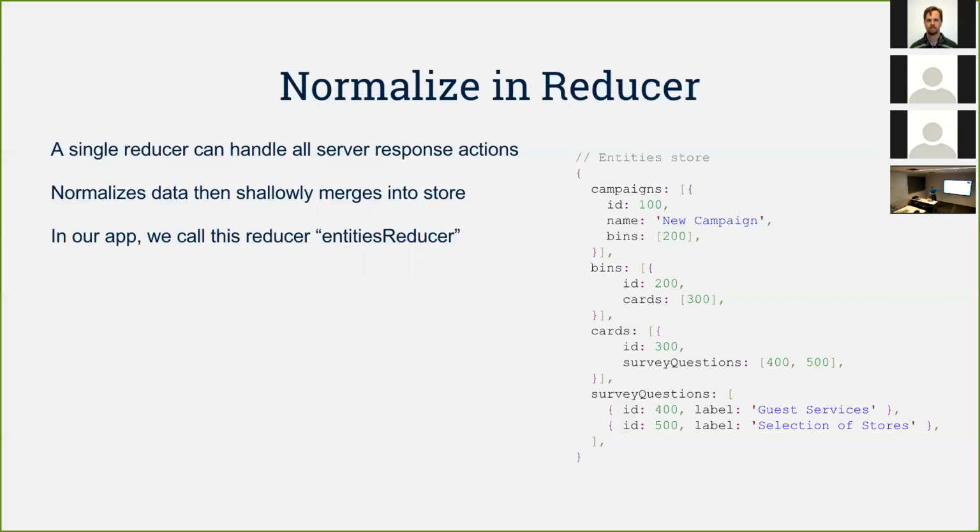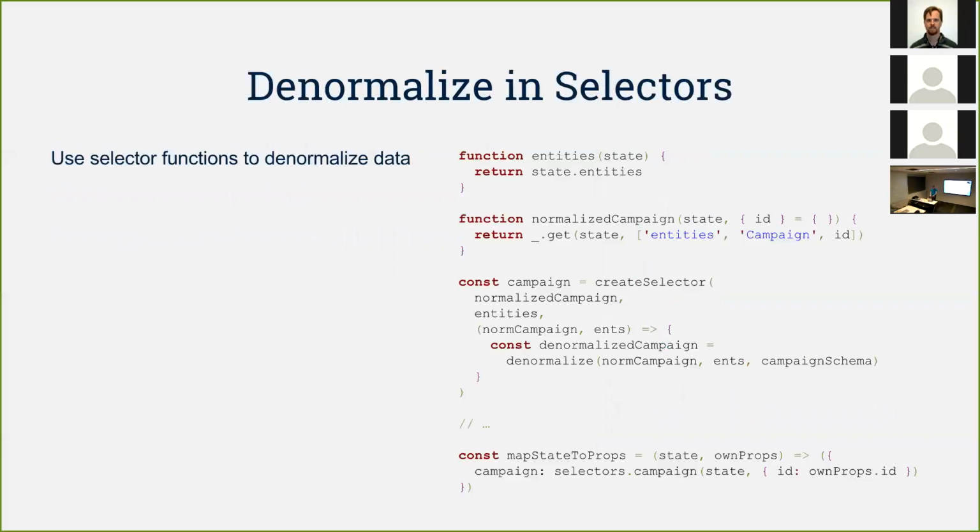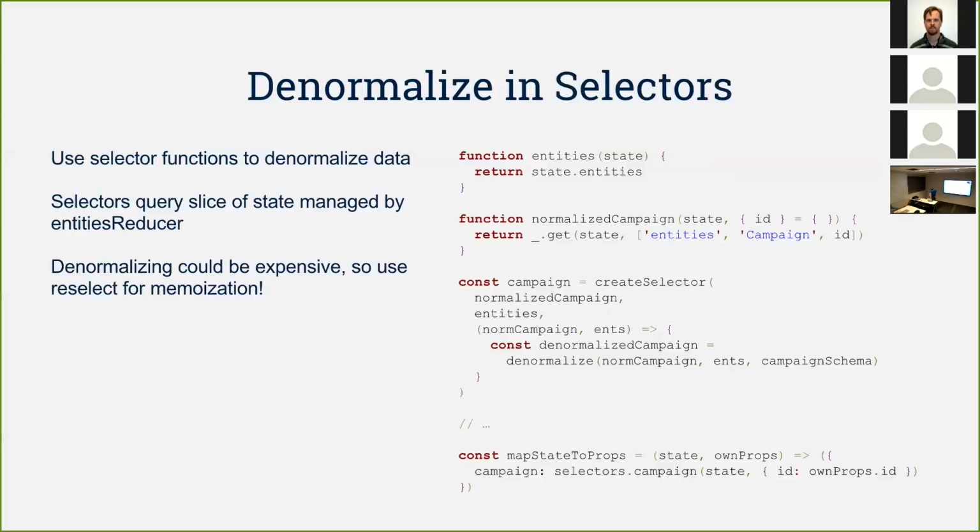So we normalize the data in the reducer, just using a call to normalize, which is just a single function call. And we pass in that set of schemas. And then we denormalize in selectors. So in the component that needs to have all the data about a campaign, for example, that component that I showed you at the very beginning, where there's two columns, one for each bin, we need to denormalize that data structure. So we do that using selectors. And selectors just query that slice of state managed by the entities reducer, which I showed you before.